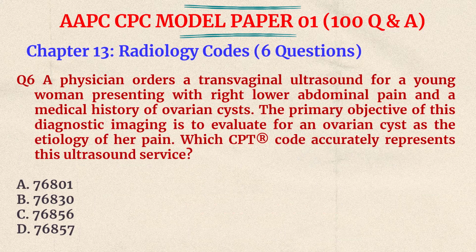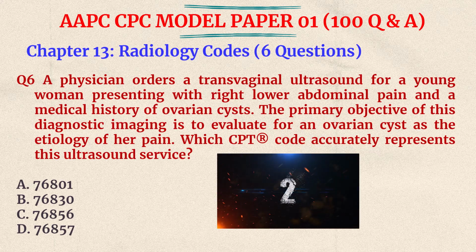The last question of the radiology series, that is question number 6. A physician orders a transvaginal ultrasound for a young woman presenting with right lower abdominal pain and a medical history of ovarian cysts. The primary objective of this diagnostic imaging is to evaluate for an ovarian cyst as the etiology of her pain. Which CPT code accurately represents this ultrasound service? So you can see there are 76000 code series available. So please pause the video, take your CPT code book and find the answer.